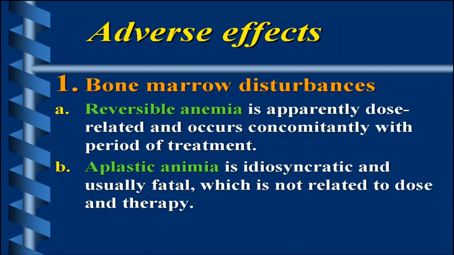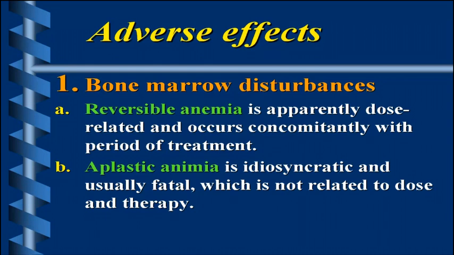Second, compared with reversible anemia, aplastic anemia is severe. It will cause the death of the patients. Aplastic anemia is idiosyncratic and usually fatal, which is not related to the dosage and therapy. So after some patients take chloramphenicol, some patients will easily get this aplastic anemia, and it easily causes the death of these patients.